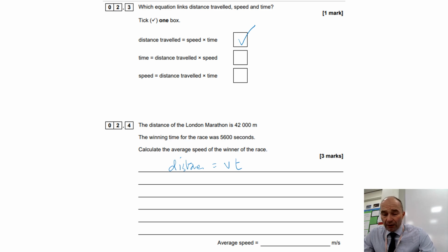We just need to substitute in the numbers that we've got. So we've got the distance, and it's telling us again it's 42,000 meters. We've got to work out the average speed, which is V, multiplied by 5,600 seconds. Again, we're given the value in seconds, there's no conversions needed here. We just need to get V by itself, speed. So V equals 42,000 divided by 5,600. Put those numbers into your calculator and you get 7.5 meters per second, which is quite quick for a marathon.